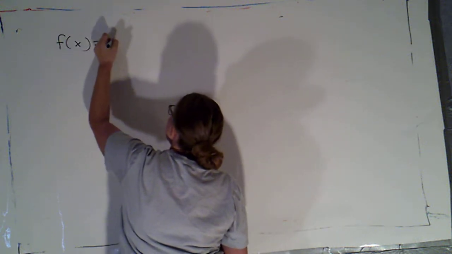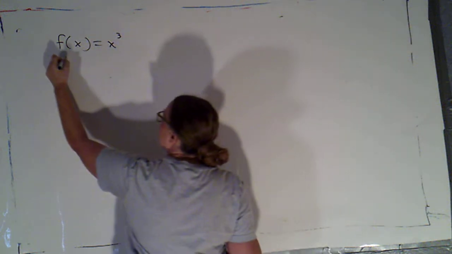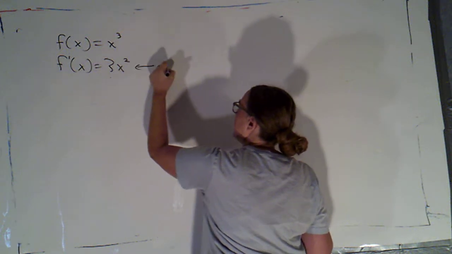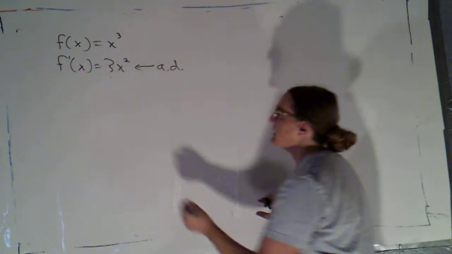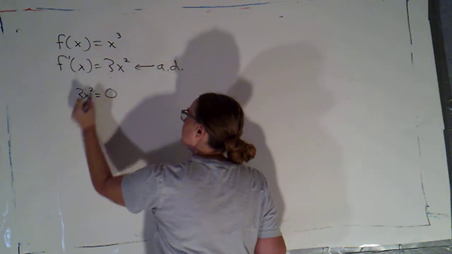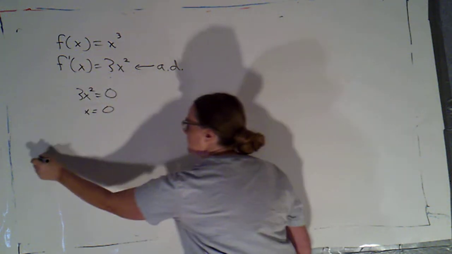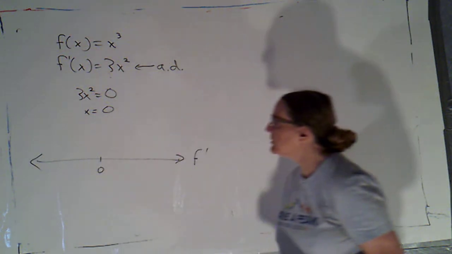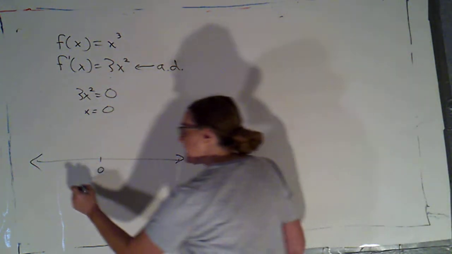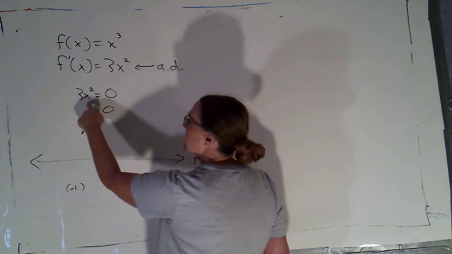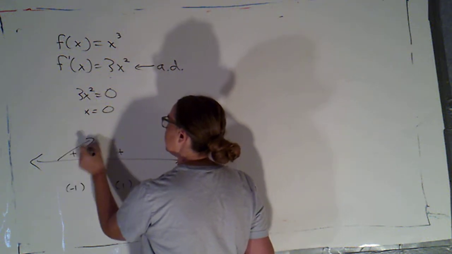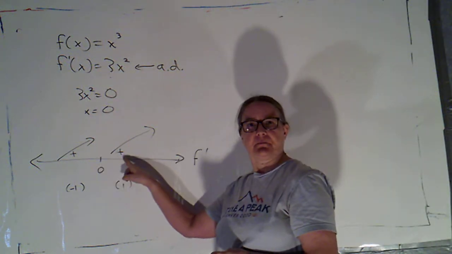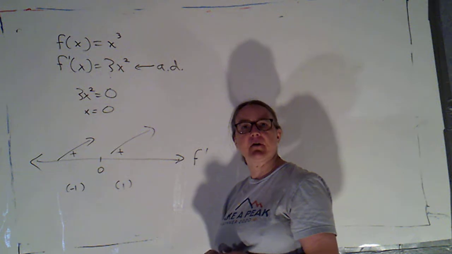If f of x is equal to x cubed, f prime of x would equal 3x squared. Now, that's always defined, certainly. Okay. That's going to equal 0 if x is 0. So I could draw my number line. Okay. This is for f prime, mark off my critical number. But when I plug in a test number, regardless of what I plug in, because I'm squaring x, it's going to be positive. So f goes up, and then it goes up. We don't change direction. If f doesn't change direction, I don't have a max or a min.